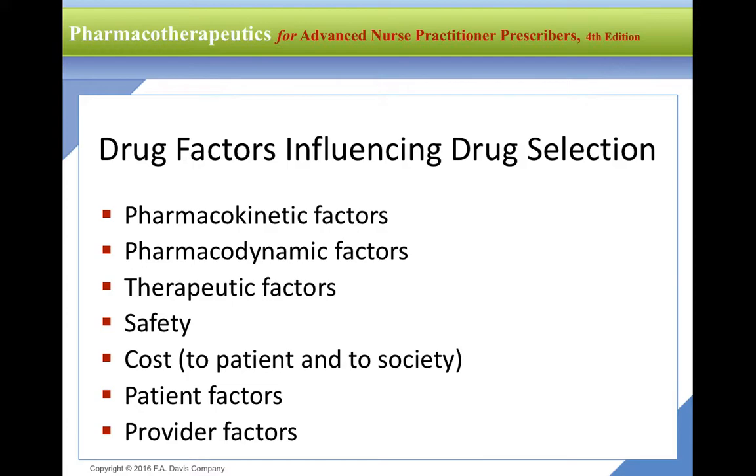Therapeutic factors: what the results are going to be, safety, cost. I can't stress how important the cost of a medication is to a patient. Luckily, we've just had new legislation go through, a lot of new legislation that is changing how insurance plans can operate. So it should help with access to drugs and how they can be charged. So hopefully that'll increase availability of medication to patients.